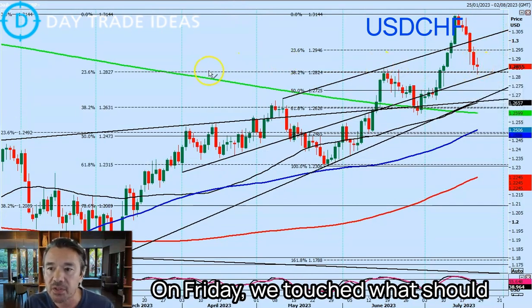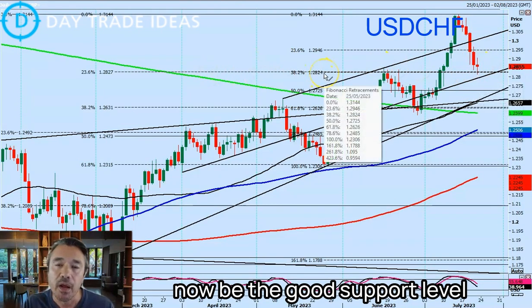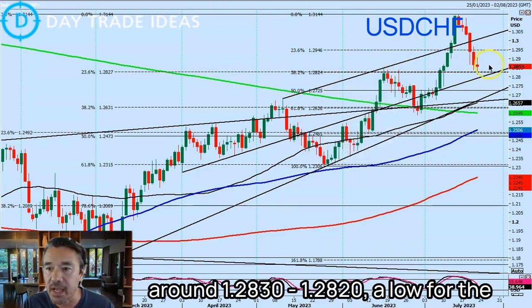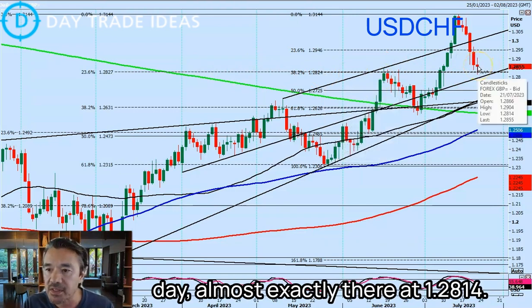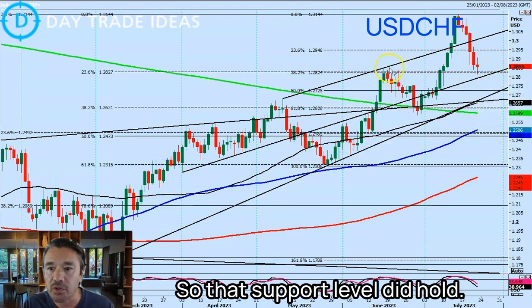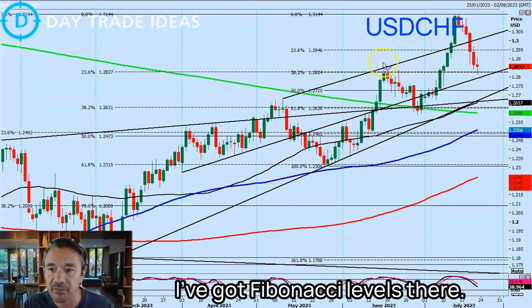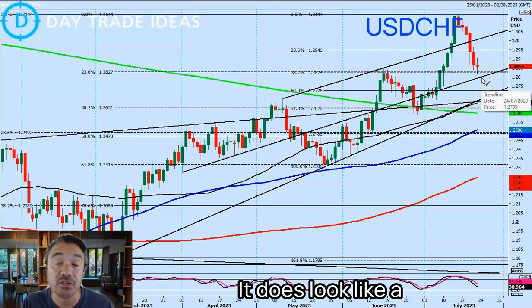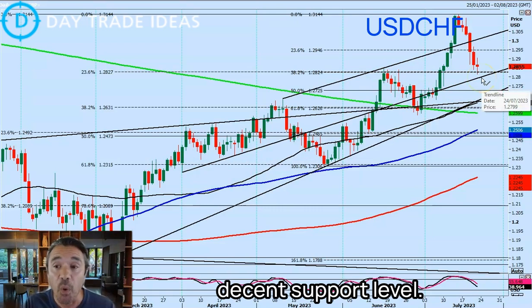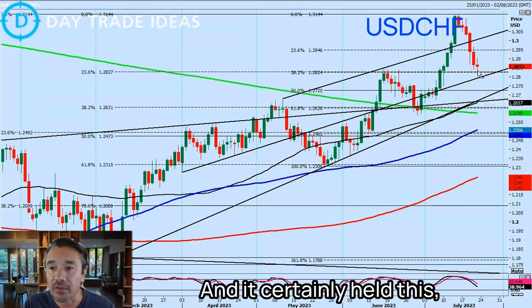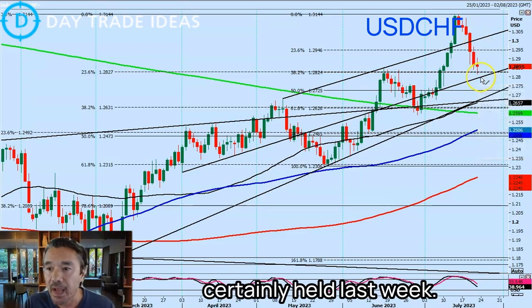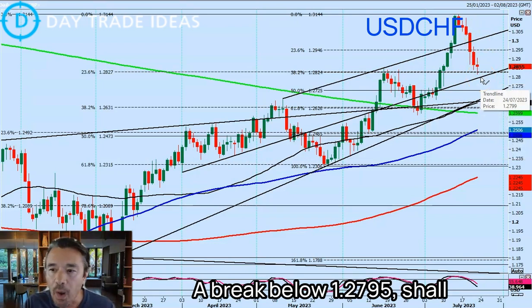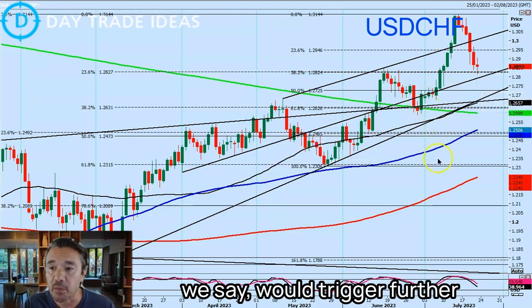On Friday, we touched what should now be the good support level around 128.30, 128.20, and over the day, almost exactly there at 128.14. So that support level did hold. You can see why. I've got Fibonacci levels there, the swing high from June, a trend line going back to April. It does look like a decent support level, and it certainly held last week. A break below 127.95, should we say, would trigger further moves to the downside.